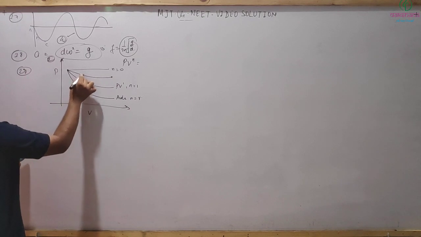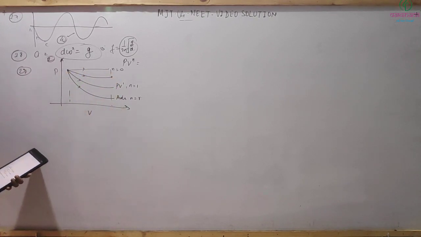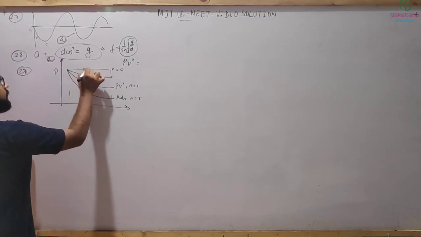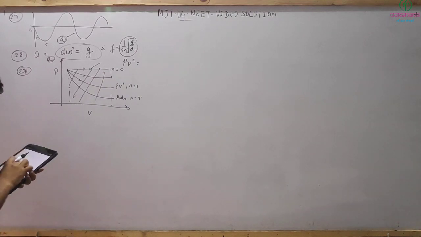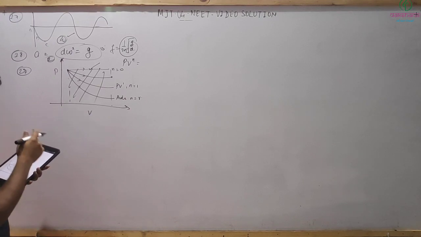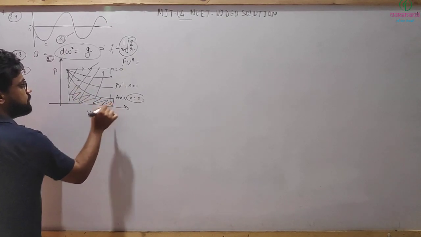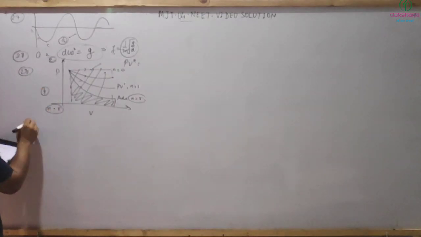So we can see out of all these, area under this graph gives you the work done. So out of all these possible cases, work done in this case is the maximum. It's asking least or minimum. Okay, so it will be minimum for n equal to gamma. This is the minimum area. So that will be for n equal to gamma, matching with option number 1. Next question number 30.